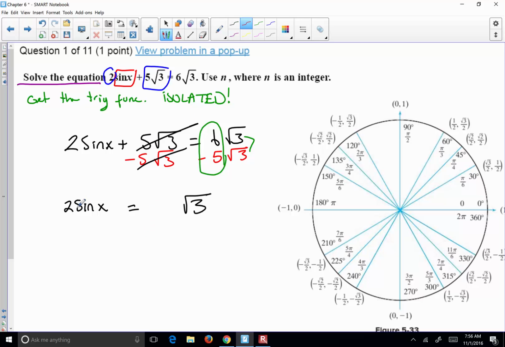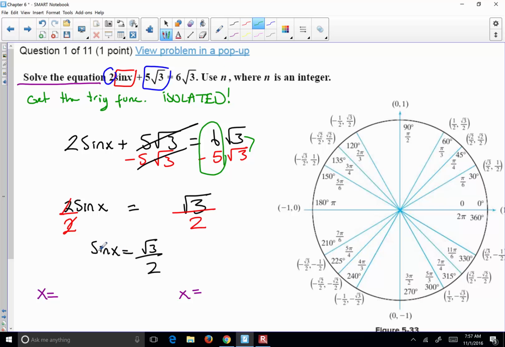Now how do I get rid of 2? Divide both sides by 2. We have sin x equals root 3 over 2. Alright, is the trig function all alone? Complete, all by itself, right? So it's time to determine x. Actually, there may be several.